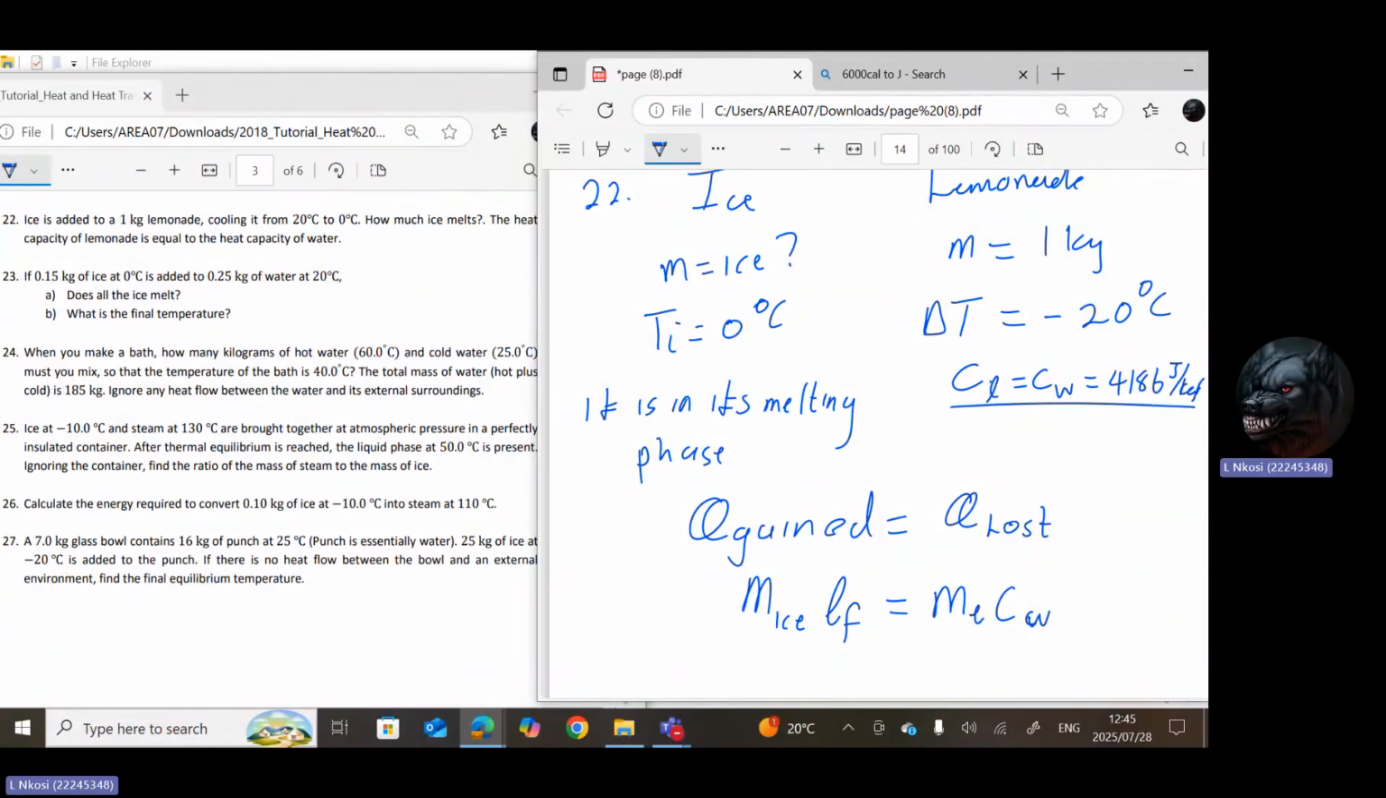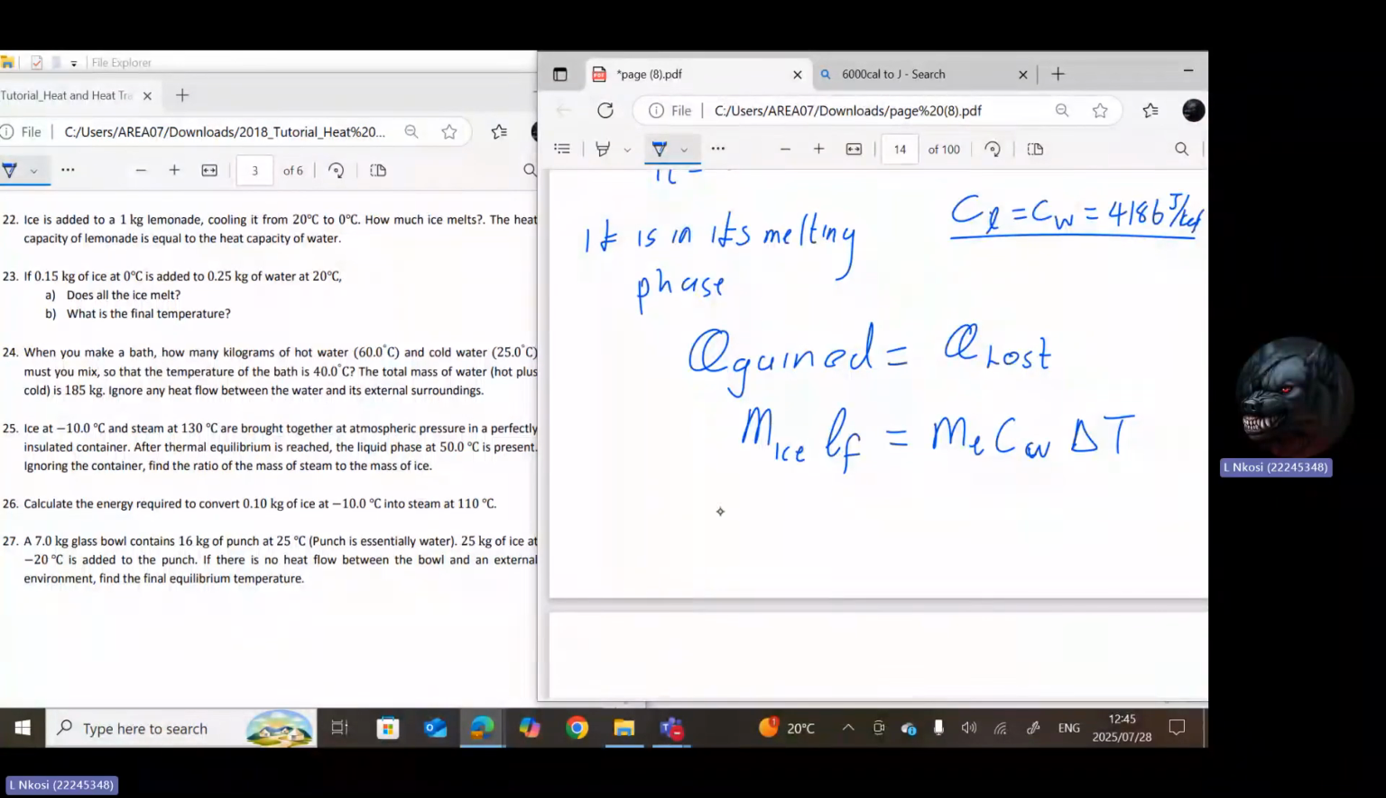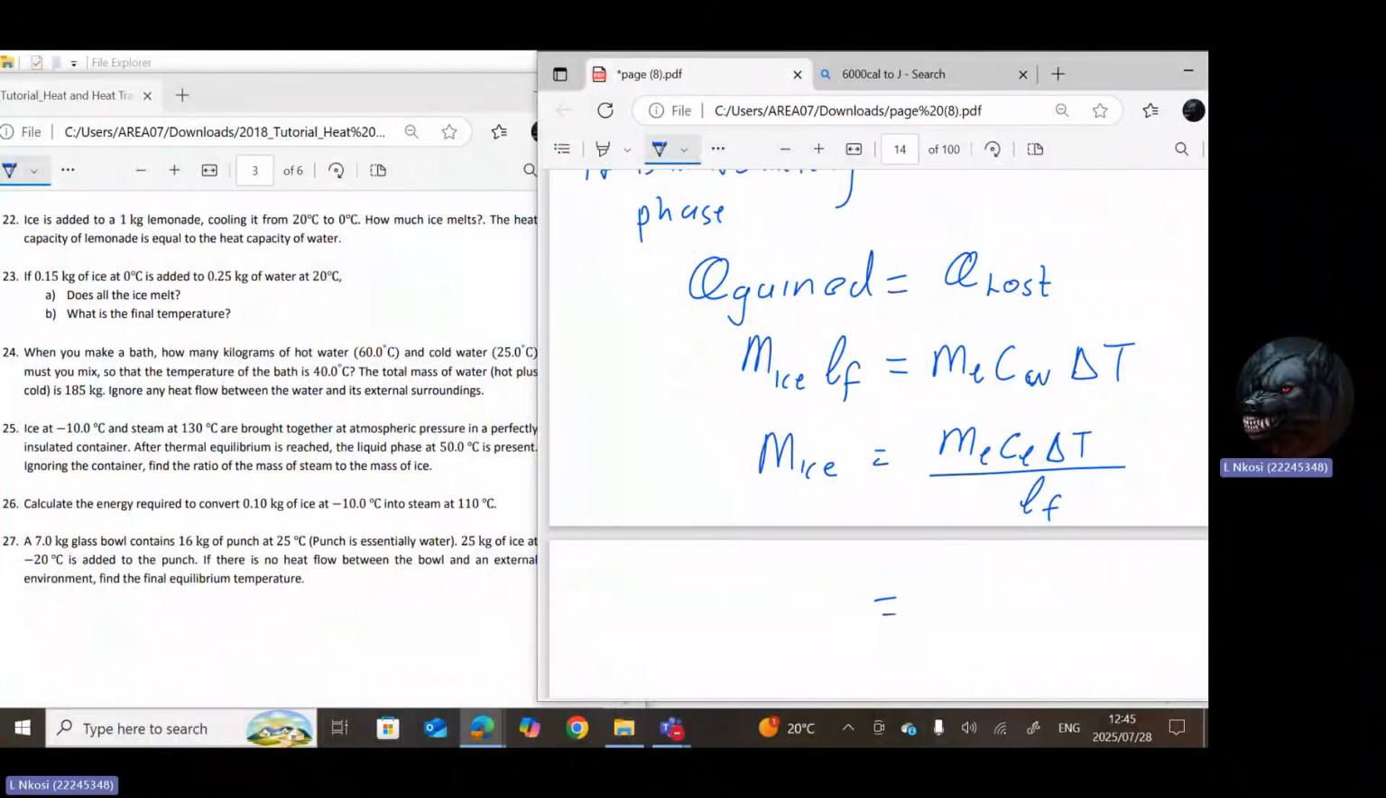times change in T. So the mass of the ice is the mass of the lemonade, C for lemonade, change in T, over the latent heat of fusion. The mass of the lemonade is 1, C for lemonade is 4186. Change in temperature is -20.